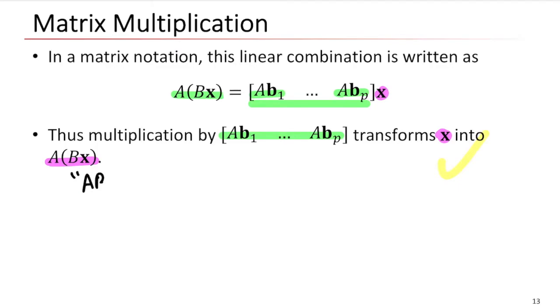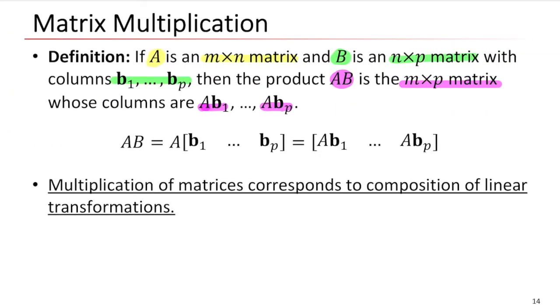It was A times B times vector x, right? So in this case, this one should be the same as this one, right? So we can represent the matrix AB as the matrix A times the column vectors of the matrix B, which will be AB1 through ABp, right? So this is the definition of the matrix multiplication. There's one more very important concept here.